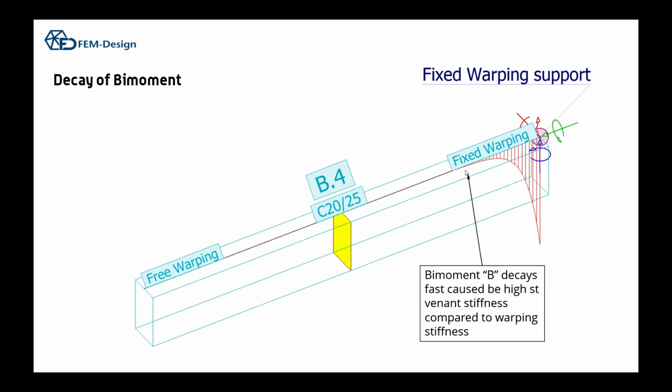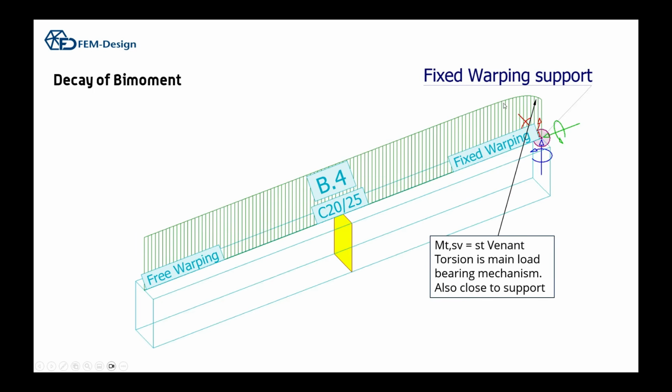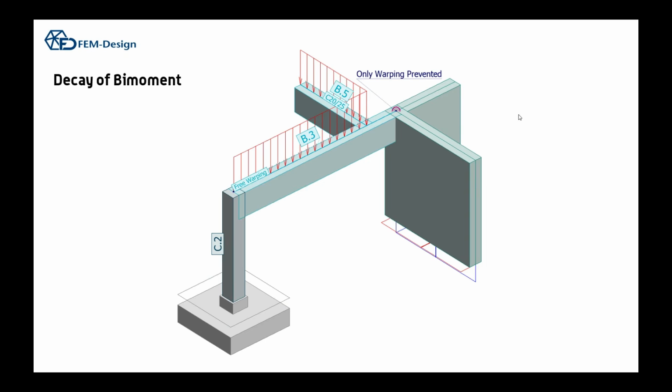But still there's local bi-moments. And if you look at the Saint Venant part, you can see that it drops just a bit here close to the support. So we can say that most of the torsion effect comes from the Saint Venant, but the bi-moment still has a little effect in this section. So there's no absolute limit when the warping can be neglected. It's always there, and if you have a general model, you can take it into account.